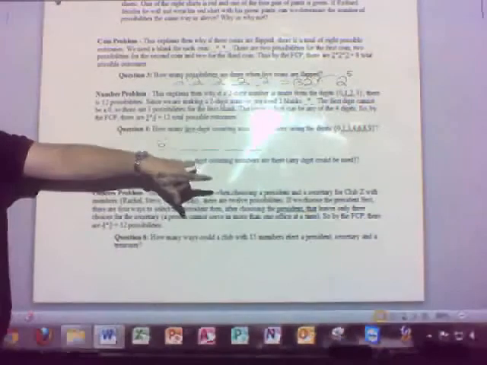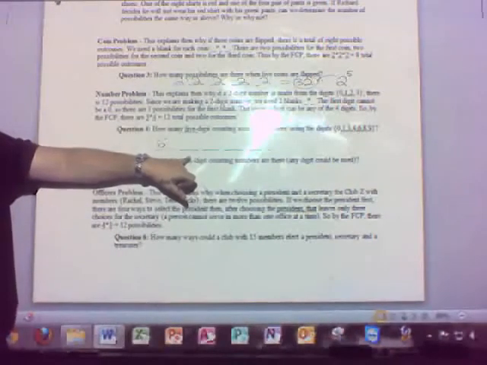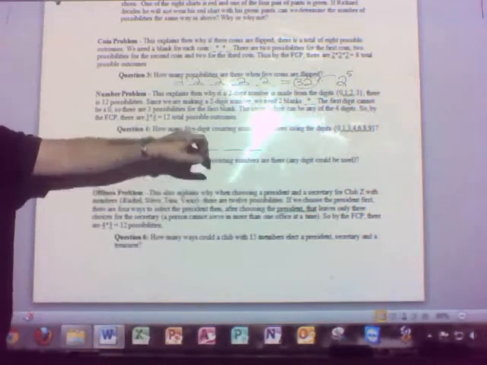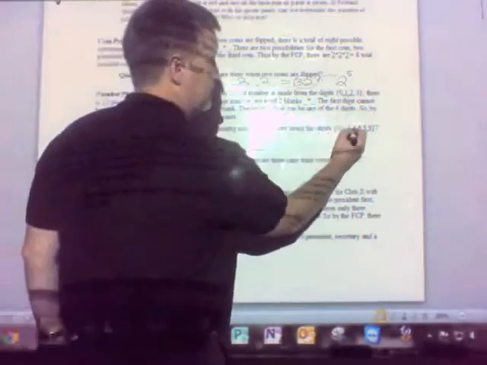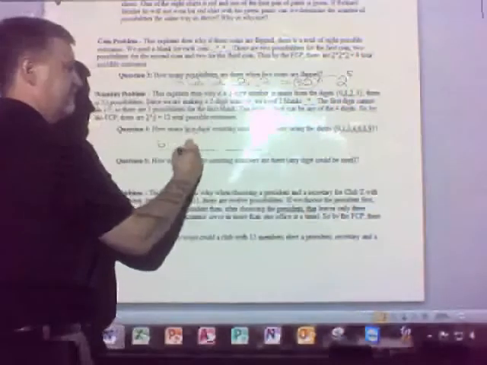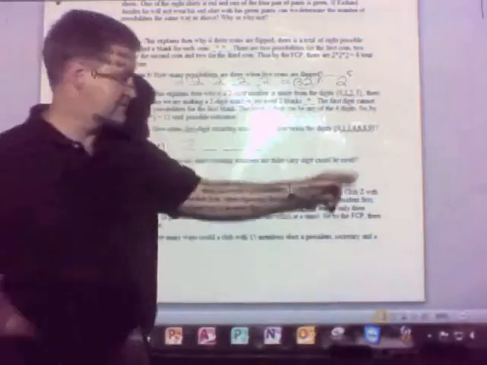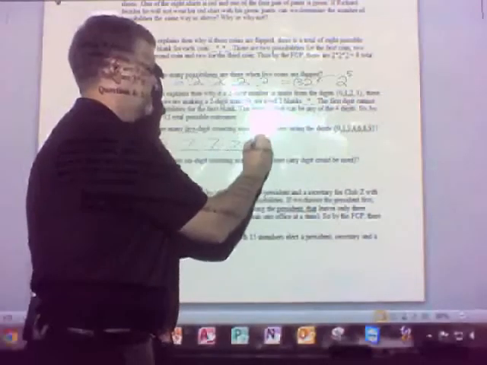But what about the second digit? How many possible are there for the second digit? Well, can the second digit be 0? Second digit can be 0, so we can do any of those 7. What about the third digit? Can it be 0? Can it be 1? Yeah, it can be any of those 7. The rest of them are 7s.